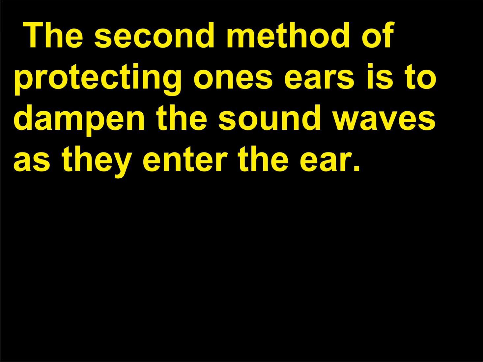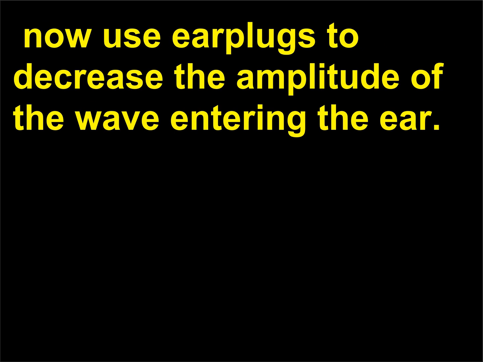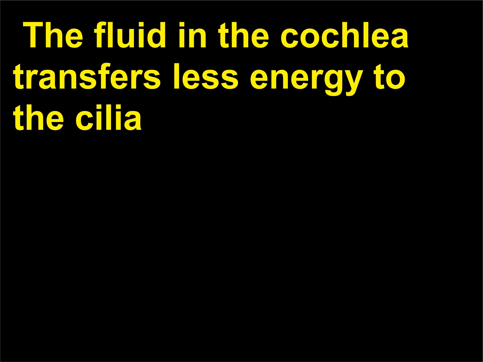The second method of protecting one's ears is to dampen the sound waves as they enter the ear. Many musicians, both rock and classical, to avoid gradual hearing loss, now use earplugs to decrease the amplitude of the wave entering the ear. The fluid in the cochlea transfers less energy to the cilia than if the listener were wearing no hearing protection.